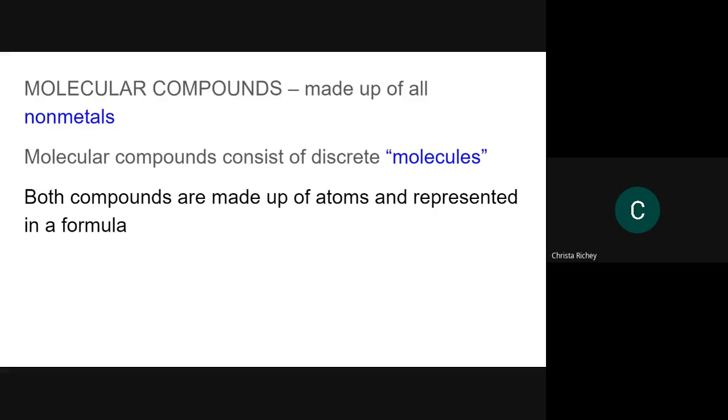Okay, now both compounds, ionic and molecular, are made up of atoms. If you have an element, its particle is an atom. If you have an ionic compound, its particle is a formula unit. If you have a molecular compound, pardon me, its particle is called a molecule.